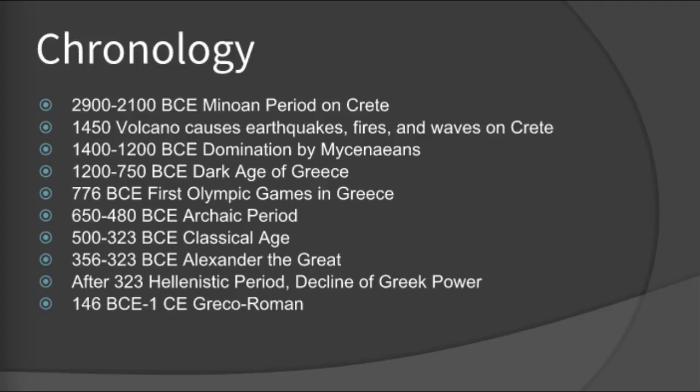But we'll move through time, moving through the Bronze Age from the Minoan period to the Mycenaeans to the Dark Age of Greece, through the Archaic period, Classical period, and good old Alexander the Great. The Hellenistic period, it really does begin with Alexander the Great. It doesn't really end until well after the Romans have become the dominant society and conquered Greece.